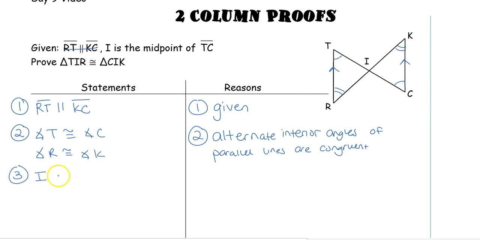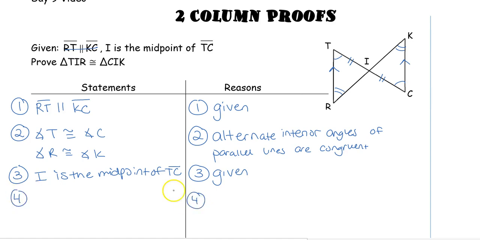The next given that I have is that I is the midpoint of segment TC. So if I is the midpoint, we know that it's this segment TC. If I is the midpoint, I know that these two pieces are congruent. So my given information, again, I would not have known that that was the midpoint unless I was given that information. That's not something that I can see from the diagram. Based on that given, I can draw the conclusion that segment TI is congruent to segment IC.